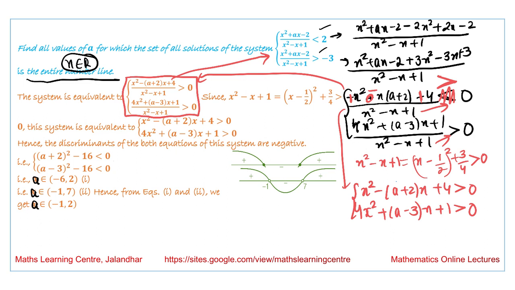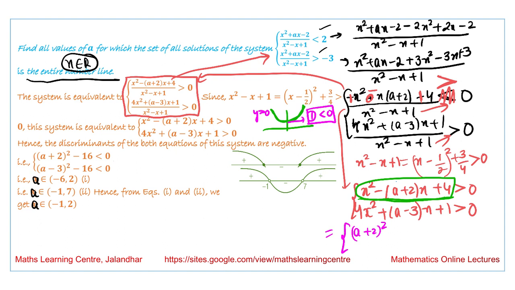And we know that if this whole system is greater than 0, from the graph of quadratic equations, we know that the value of y that we have is always greater than 0, and this is the case where the discriminant is less than 0. So, this system is equivalent to writing b square minus 4ac: (a plus 2) square minus 16 is less than 0, and second, (a minus 3) square minus 16 is less than 0.